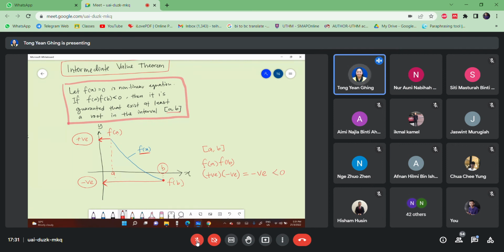So looking at this graph, did you see this one? This is the root, the value that intercepts here. So when we multiply f(a) times f(b) and it is less than 0, that means between this range, this interval from a to b, at least one root is guaranteed to exist in that interval.